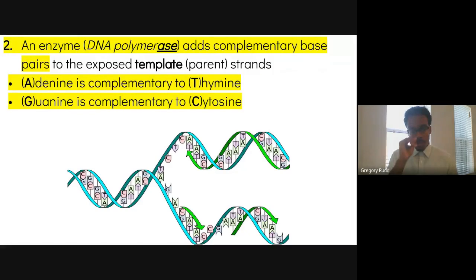The second step, another enzyme called DNA polymerase will come in and add complementary bases to the exposed strands. So we can see what we're talking about here. This C here is exposed. This T is exposed. This C is exposed. And so we need an enzyme called DNA polymerase to come in and start adding bases to this C, to this T, and to this C.